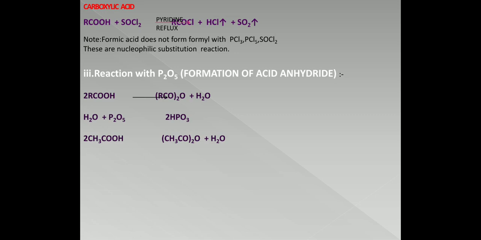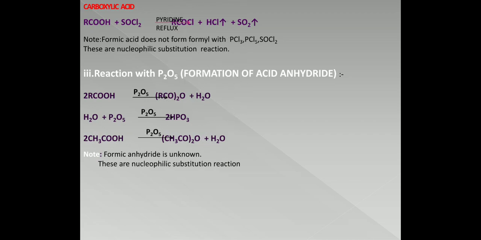Now, reaction with P2O5, phosphorus pentoxide. When 2 moles of carboxylic acid are treated with P2O5, which is a dehydrating agent, it forms the anhydride. Like acetic acid, when treated with P2O5, it converts into acetic anhydride. See this reaction. Note, formic anhydride is unknown. These are nucleophilic substitution reactions.